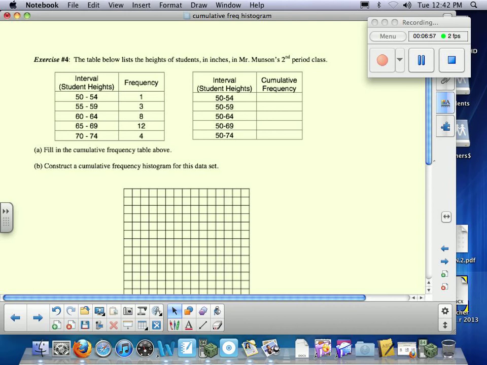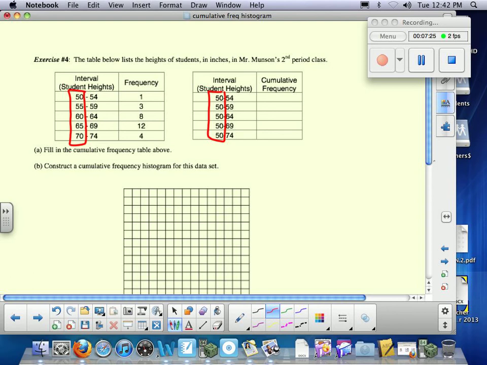Okay, we have a frequency table. Look at what's happening here with our intervals. We have a cumulative frequency table. Can you tell the difference between those two tables? Yes. In cumulative frequency, they always start at the same place. Moving on, let's fill in our cumulative frequency.